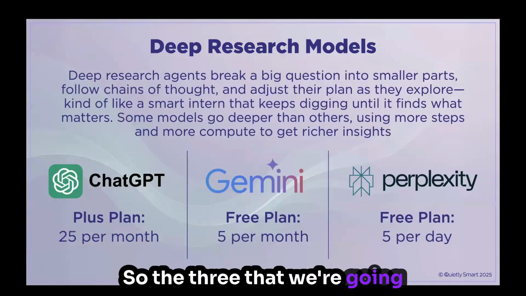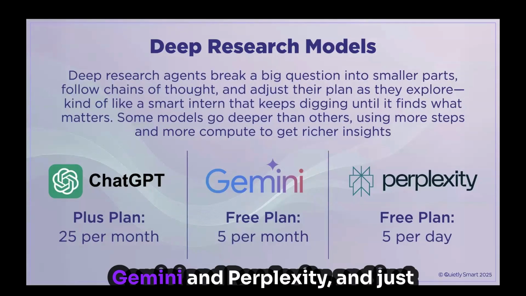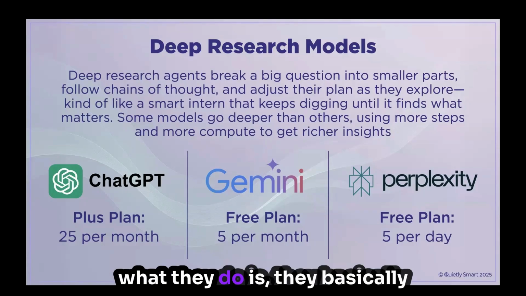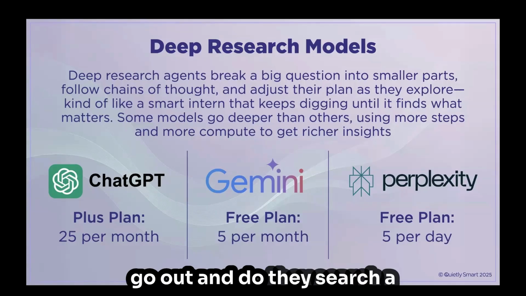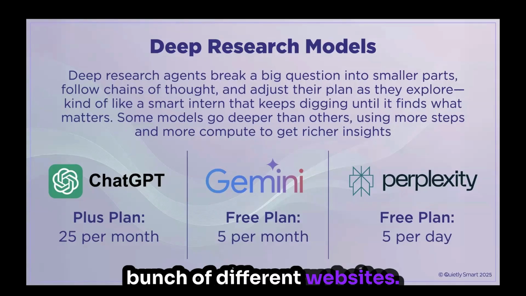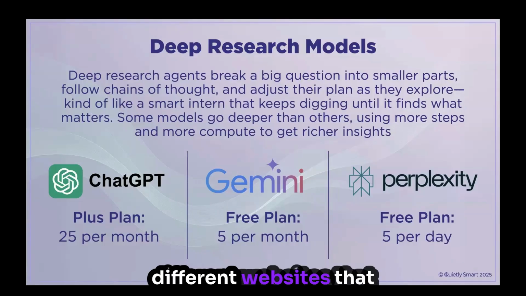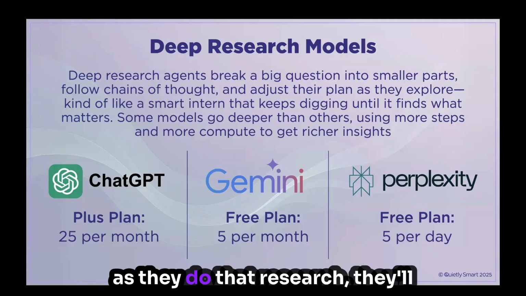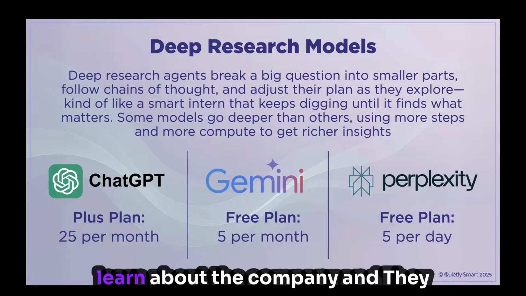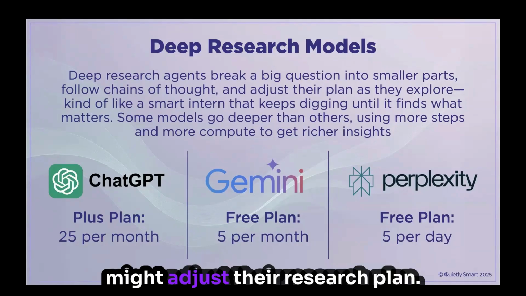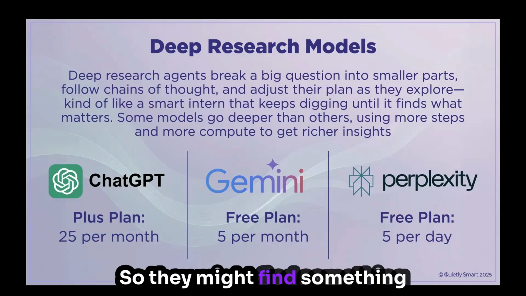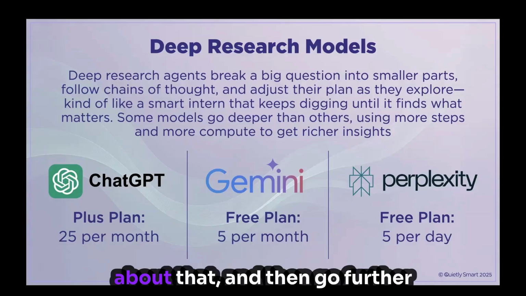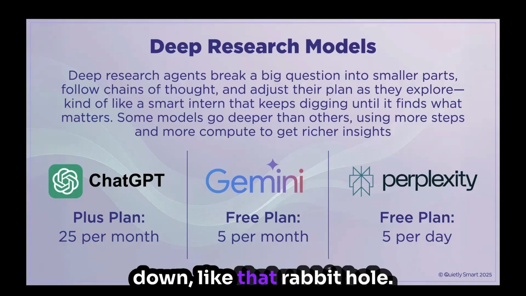So the 3 that we're going to look at today are ChatGPT, Gemini, and Perplexity. And just to explain a little bit further on what they do, they basically go out and they search a bunch of different websites. It might be up to 200 different websites that they explore, depending on which model you use. As they do that research, they'll learn about the company and they might adjust their research plan. So they might find something and go, oh, I need to know more about that, and then go further down that rabbit hole.